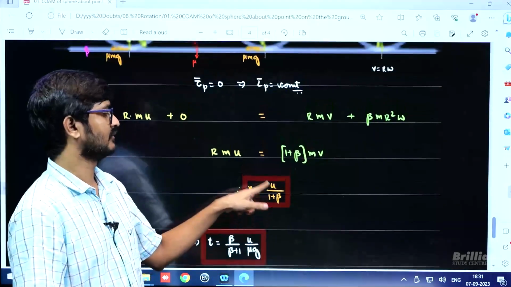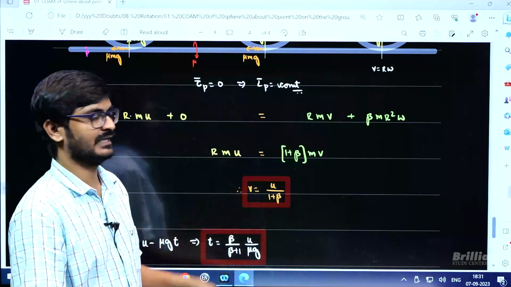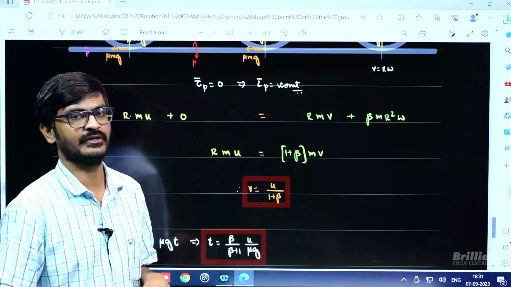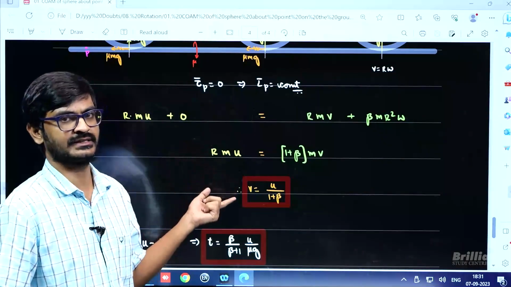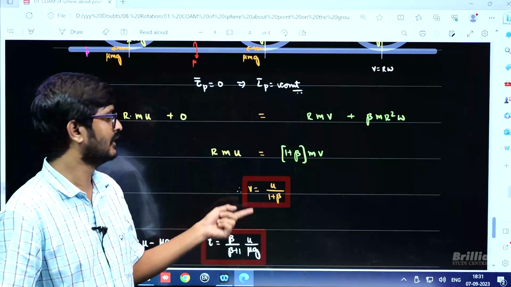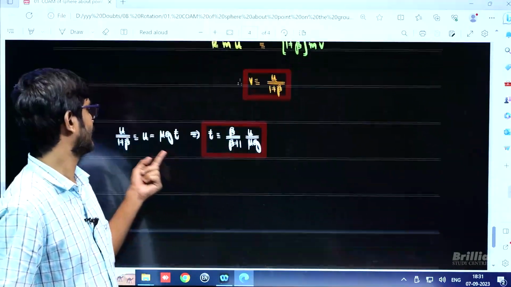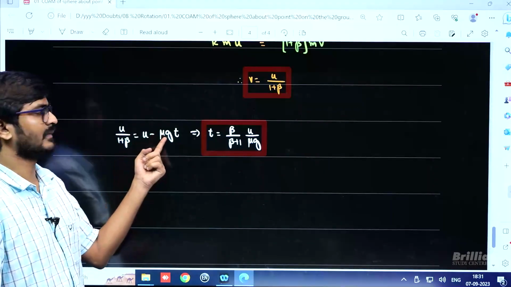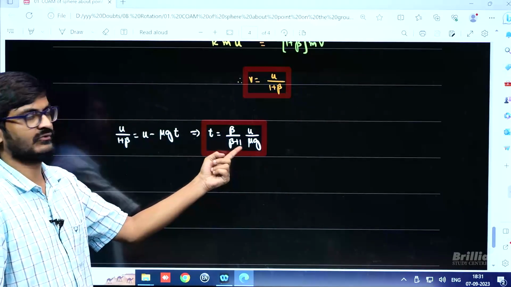So when I substitute V equals R omega, I will get this equation as this thing, final velocity as this thing. Now we will be getting this equation much quicker because we understood it doesn't depend on mu value. So we try to eliminate friction by using conservation of angular momentum. Once I know final velocity, I can use V equals U minus AT and I can get the time quickly, right?